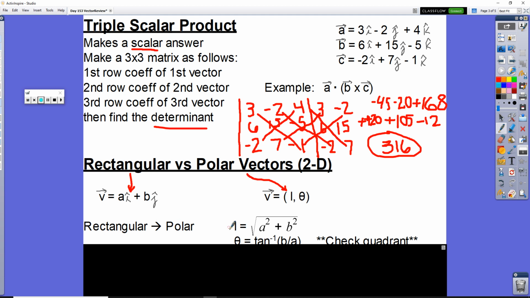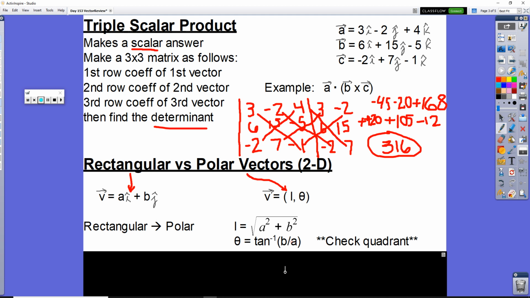To get your total length, you'd have to do the Pythagorean theorem to find the magnitude of the square root of a squared plus b squared underneath the radical. And this is the tricky part right here. The directional angle would be the inverse tangent of b divided by a.